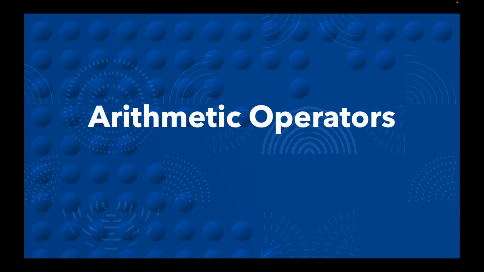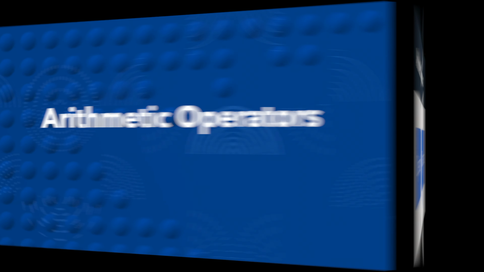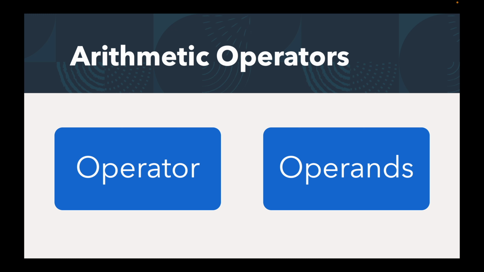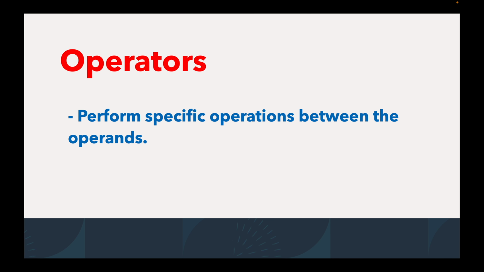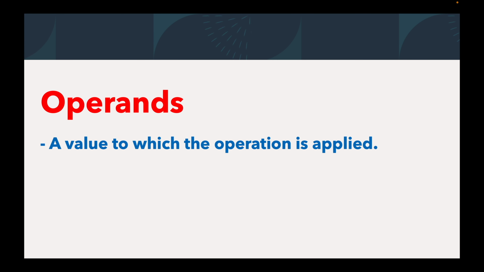In this episode, we are talking about arithmetic operators. So let's get started. Before we dive into arithmetic operators, let's quickly understand what operators and operands are. In Python, operators are special symbols that carry out arithmetic or logical computations. The value that the operator operates on is called an operand. For example, in the expression a plus b, plus is the operator and a and b are the operands.